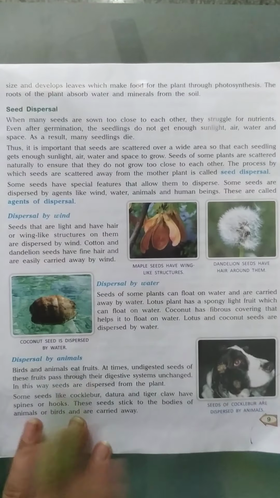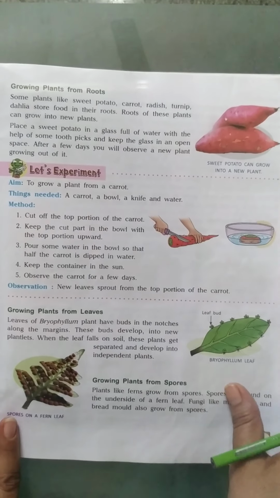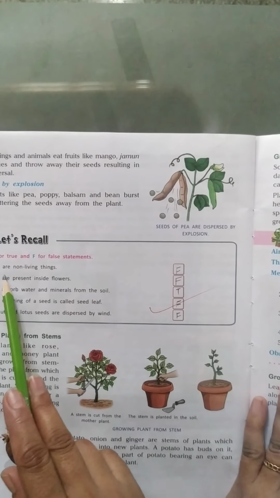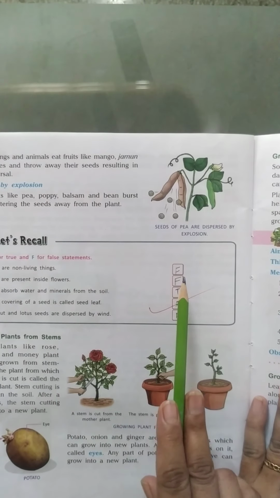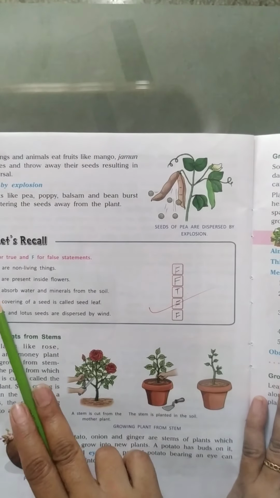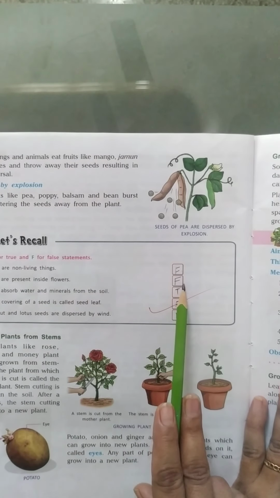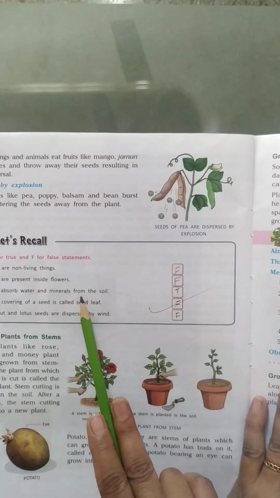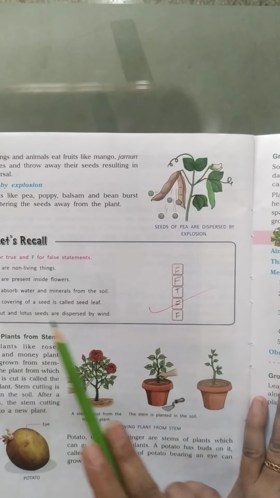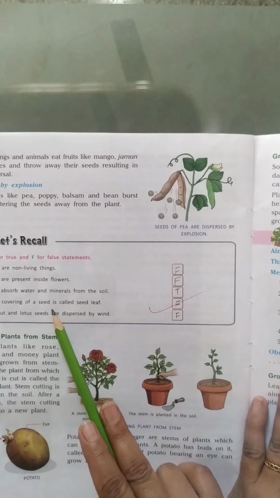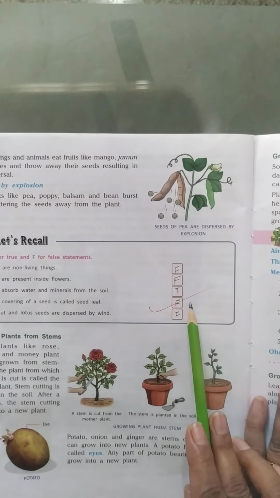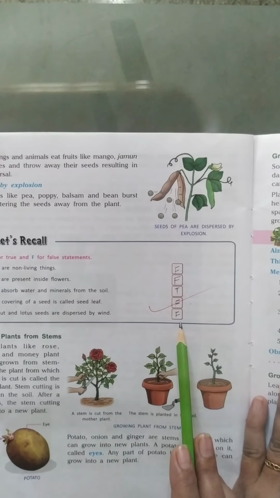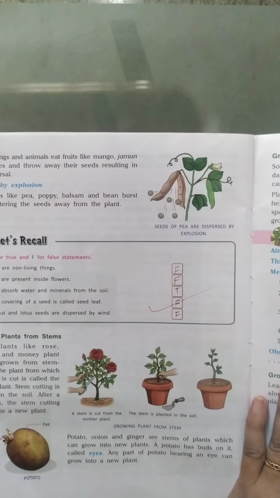We will start now. On page number 10, there are true or false questions. Plants are non-living things. False. Seeds are present inside flower. That is also false. Roots absorb water and minerals from the soil. That is true. The outer covering of a seed is called seed coat. That is false. Coconut and lotus seeds are dispersed by wind. That is also false.